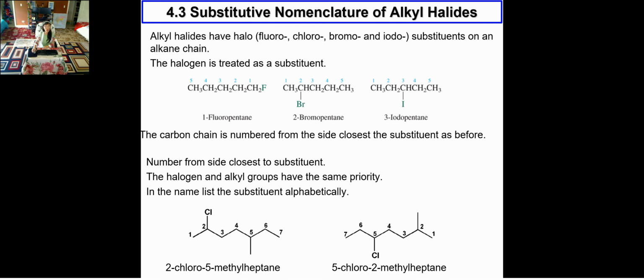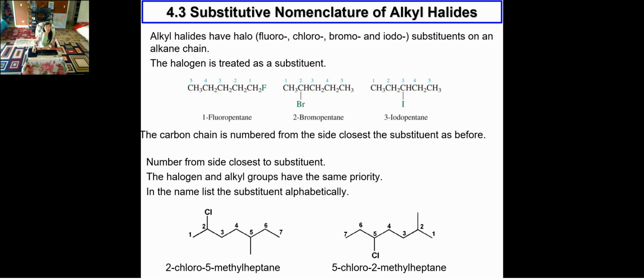How about we name them based on the substitutive nomenclature? In substitutive nomenclature of your alkyl halides, you are going to use the halogens as the substituents. Your halogens, fluoride, chloride, bromide, iodide, will change to the halos. Your fluoride becomes fluoro, chloride becomes chloro, bromide becomes bromo, iodide becomes iodo. And then you also are going to find the longest carbon chain. You are going to place the halogens, the halos, in the smallest locant.